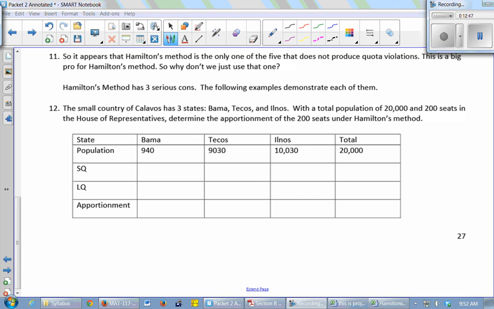Okay, so let's quickly go over this. The first thing we have to get is a standard divisor. I usually just do this calculation off to the side somewhere. Total population divided by total seats is 100. This is your standard divisor. It's called the standard divisor because you use it to divide every state's population.